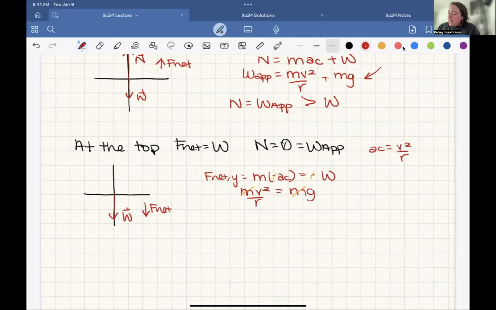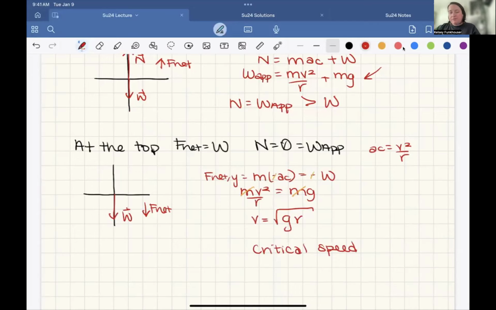But so there is no apparent weight, but there's another thing we can see, which is how fast you need to be going so that you don't actually fall and instead you continue the circle. So that's just the square root of the acceleration due to gravity times the radius of the circle. And this is called the critical speed, which is the minimum speed you need to complete that circular motion.